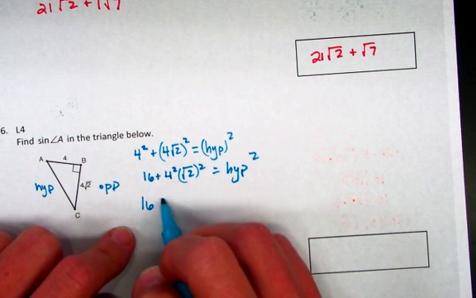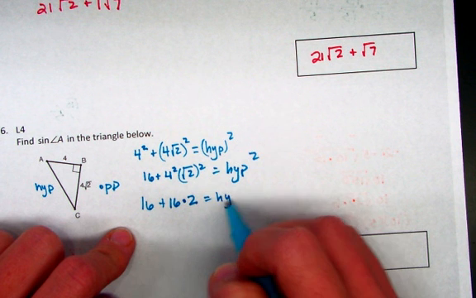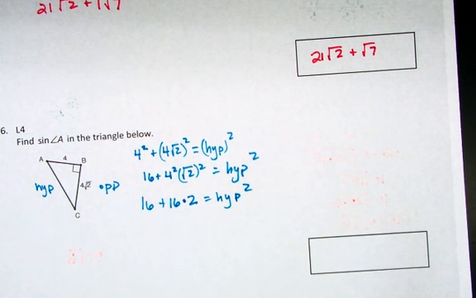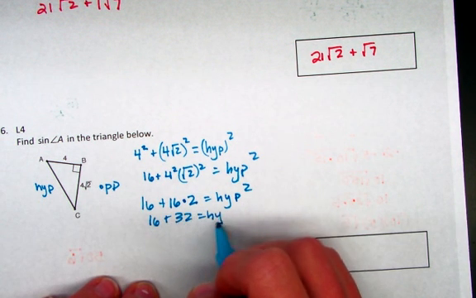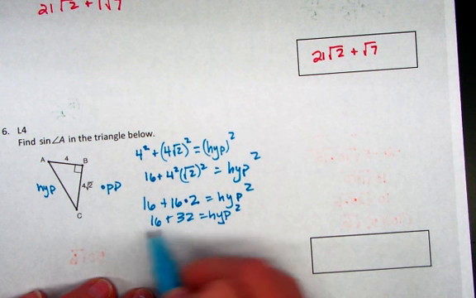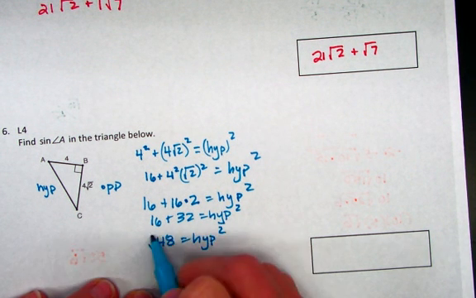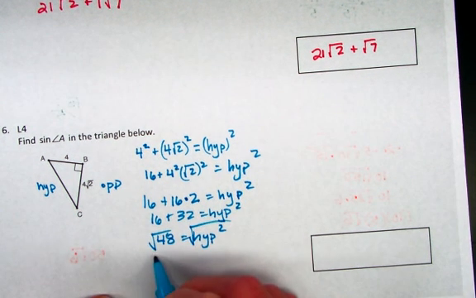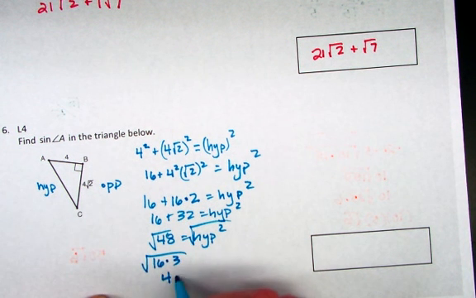So this is 16 plus 16 times 2 equals the hypotenuse squared. And then that's 16 plus 32. And that's going to be 48. Take the square root of both. This is 16 times 3. So we get 4 root 3 is the hypotenuse.